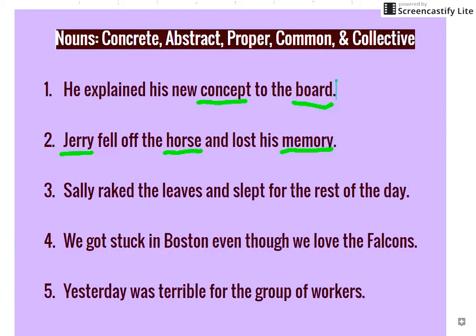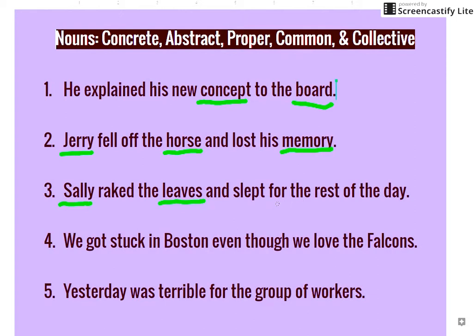Sally raked the leaves and slept for the rest of the day. Okay, this one could be a little bit tricky, so let's go through it. Sally, that's a person, so we're going to underline Sally. She's a noun. Leaves, that's a thing. It's a whole bunch of things, and they're in my yard right now. And slept, well, slept is actually a verb, so let's not do that.